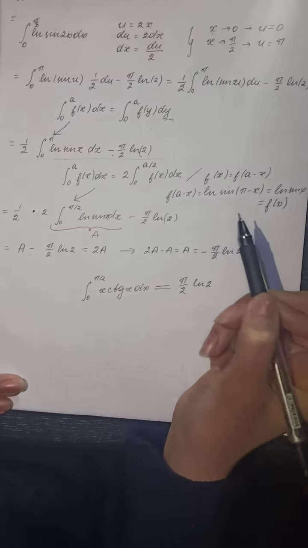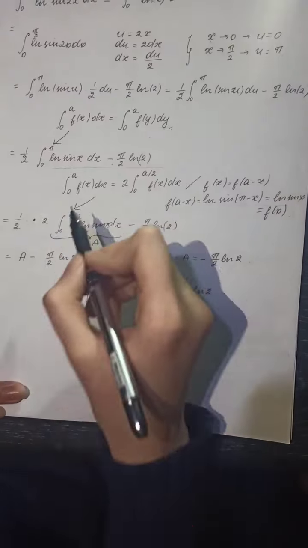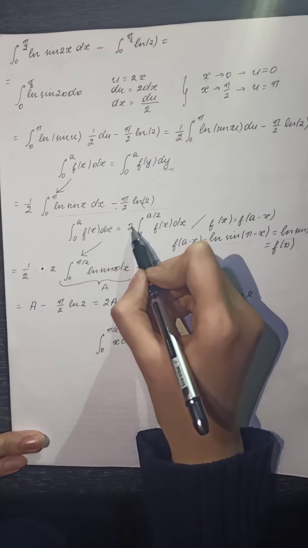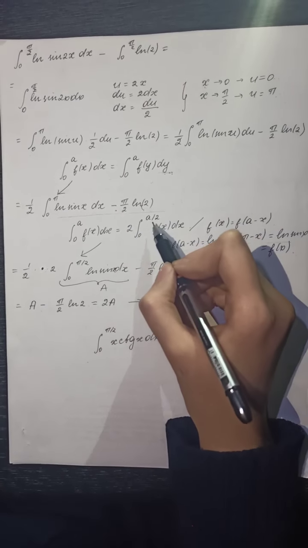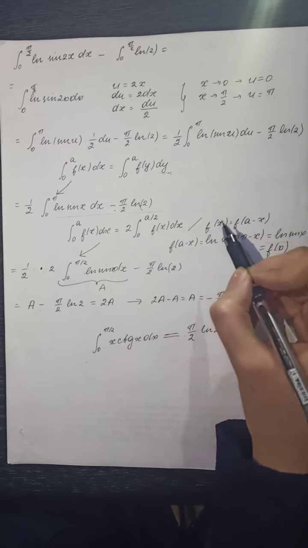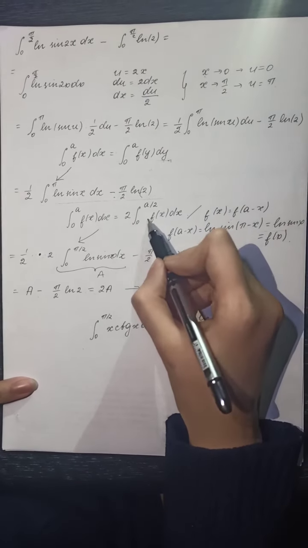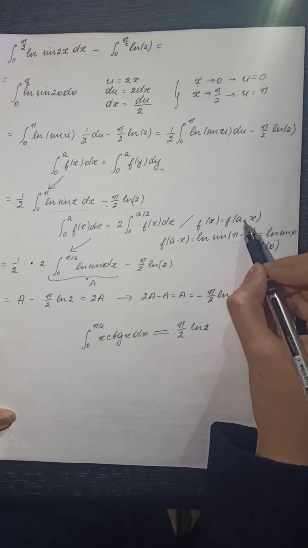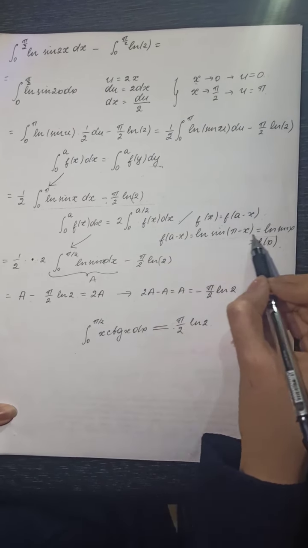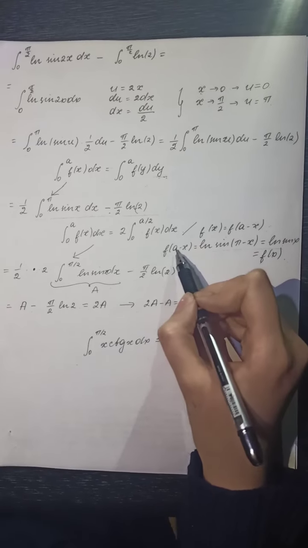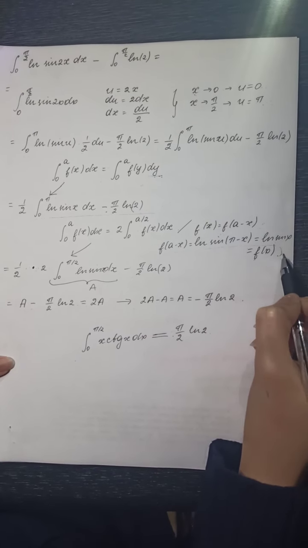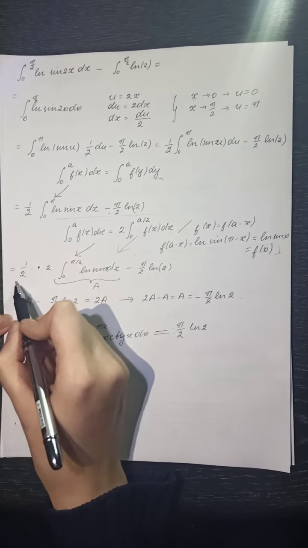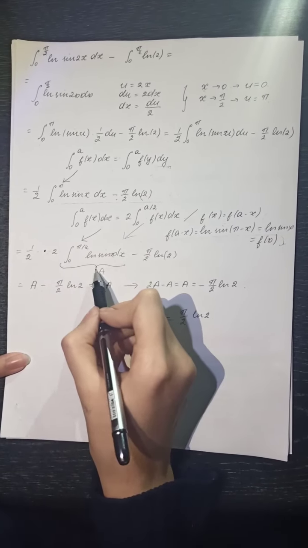After this, we know that if the integral is from 0 to a, we can easily put 2 outside of the integral and divide a by 2. It's only possible when f(x) equals f(a minus x), and we proved that f(a minus x) equals f(x). So we can apply this rule right here. These 2's are eliminated, and we got this.